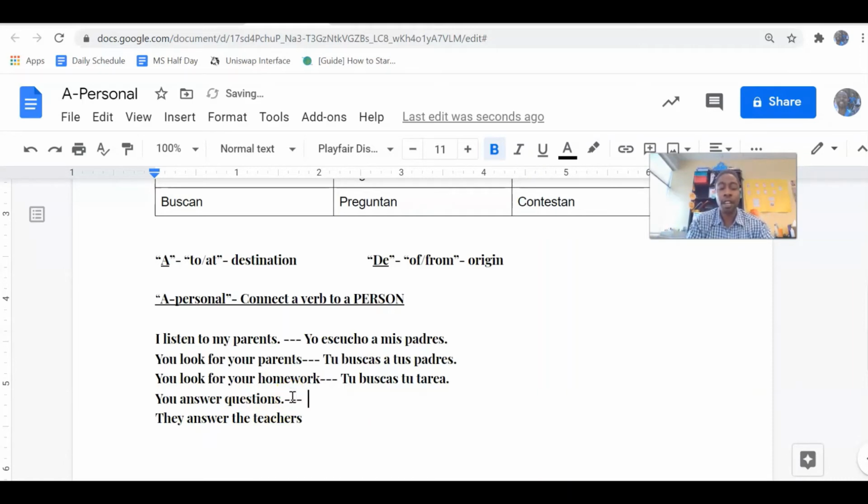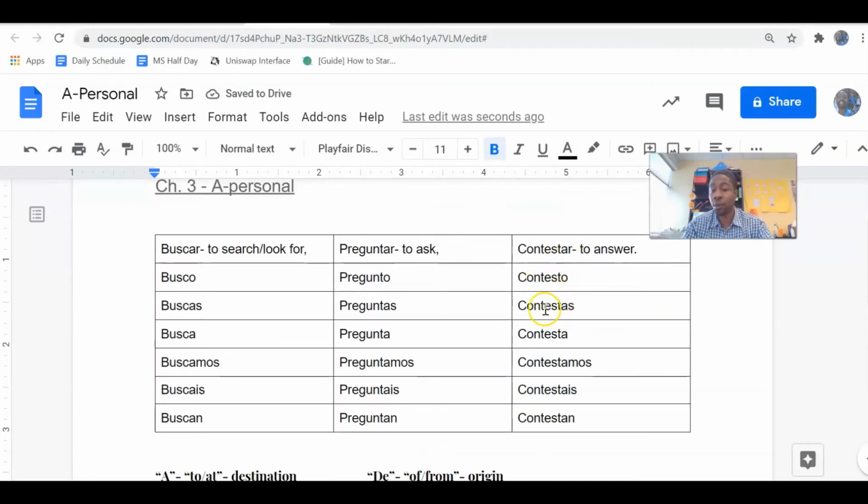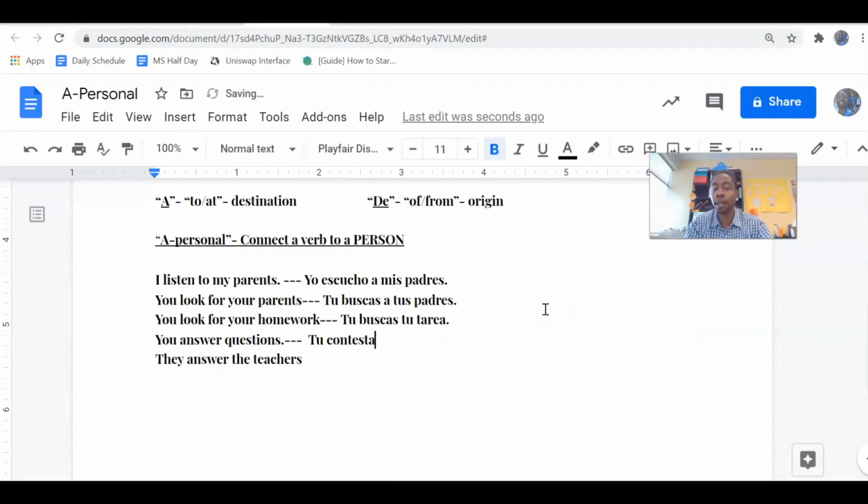So here you're going to say, tú, we need the word to answer, which is contestar. We're going to choose the one for you. Contestas. And then we want our word question, preguntas. But you answer they answer the teachers would say, ellos contestan a los profesores. So here, teachers are people. Now we're talking about people. We need a here to connect contestar a los profesores.